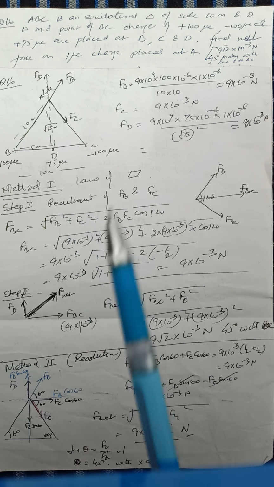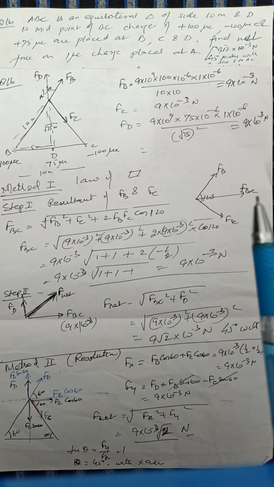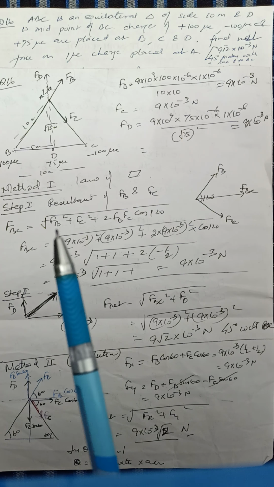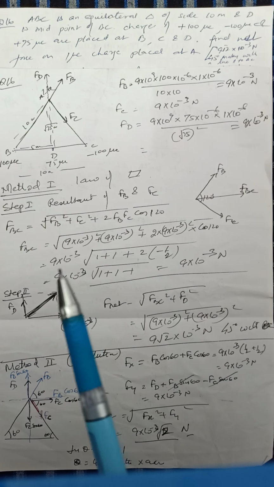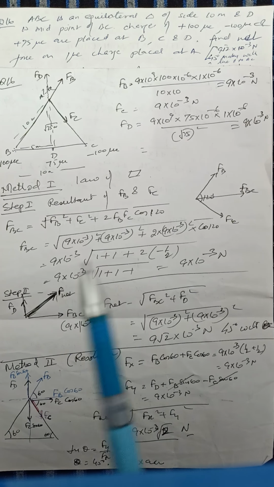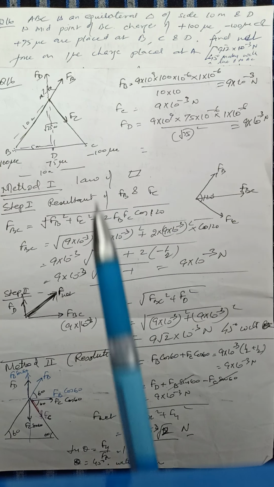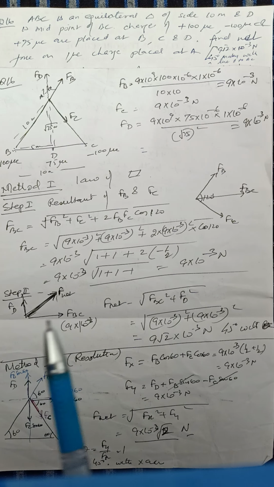We find the net force of these two, FB and FC, from this diagram, B and C. The net force will be somewhere between them, bisecting the angle between them because both are equal in magnitude. We represent this force by the symbol FBC using the law of parallelogram: under root A square plus B square plus 2AB cos theta. First force squared, second force squared plus 2 into first into second into cos 120. Put the values, and on solving we come to know that the value of this is also 9 × 10^-3 Newton. So now FB and FC have been converted into a single force.